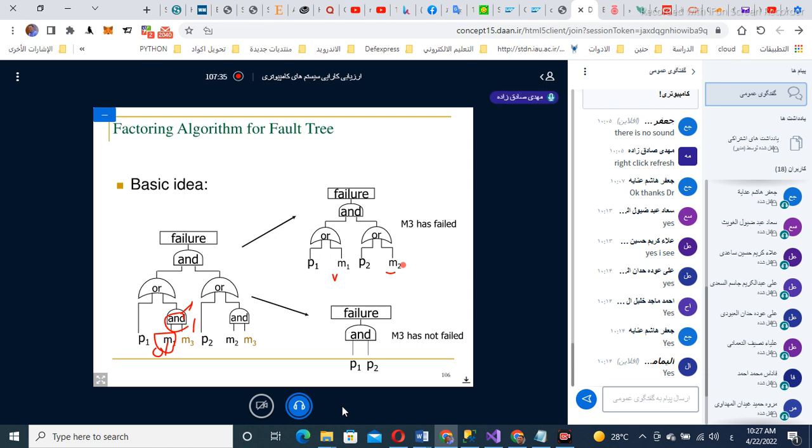But if M3 has not failed, that is 0. When 0, the output of the AND is 0. And the output of the OR does not depend on this, that is P1 and P2. So it is P1, P2, and that is failure. So the figure is related to the status of memory 3.